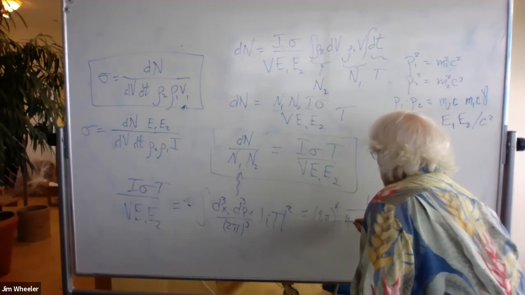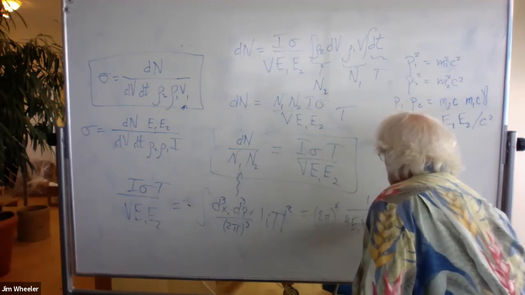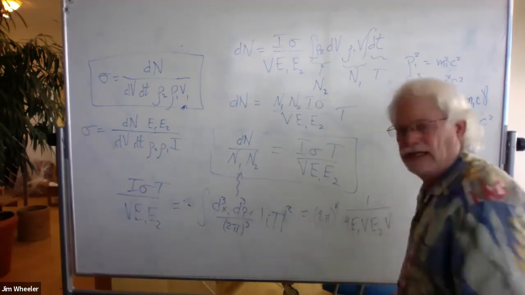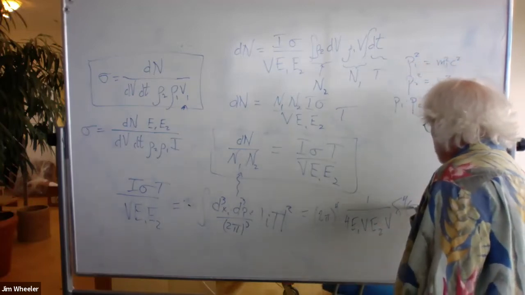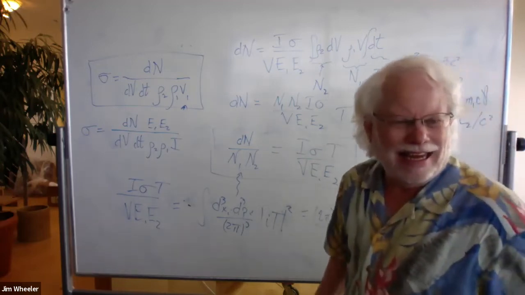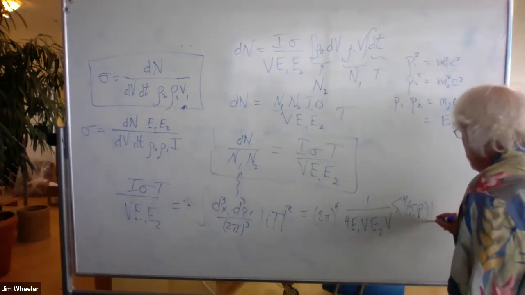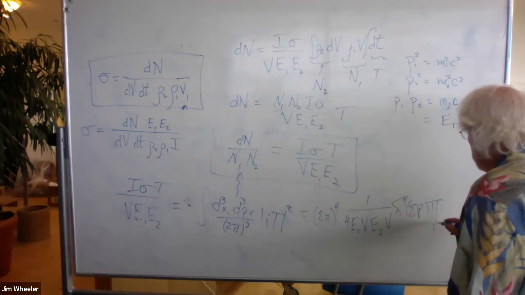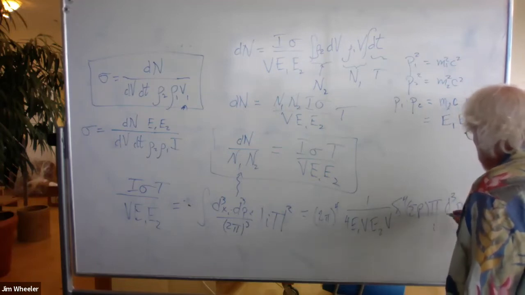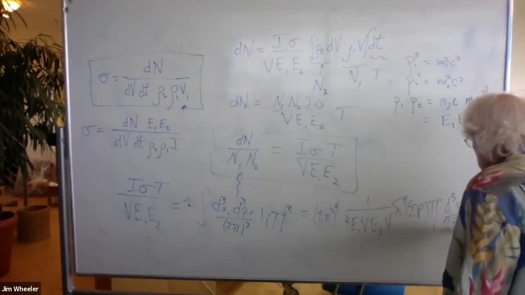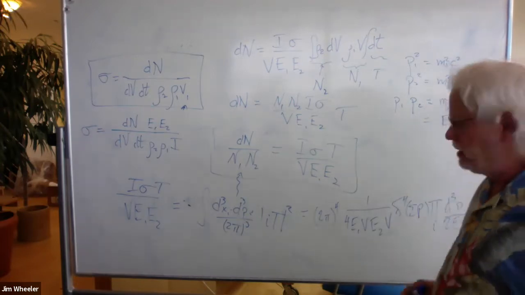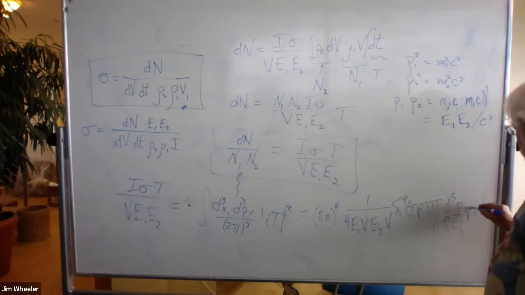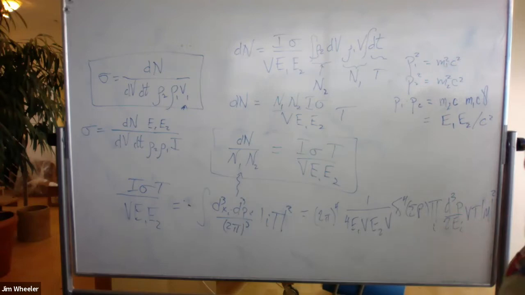1 over 4 E1 V E2 V. Our delta function of momentum. Then the product of momentum integrals over the final energies, final momenta. Then we have this VT and the matrix element squared.